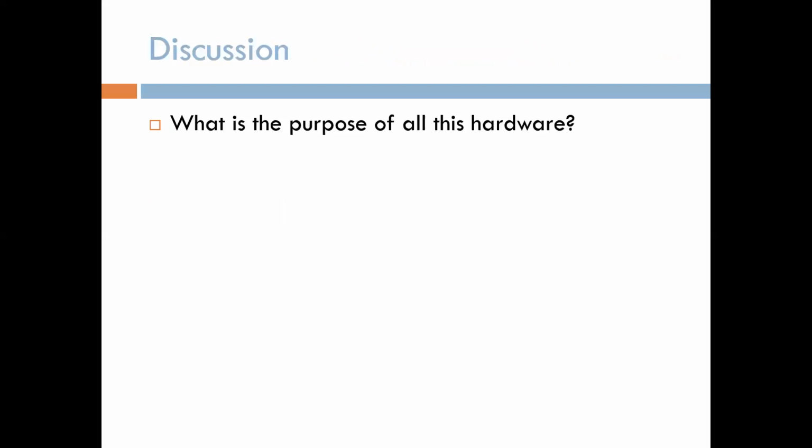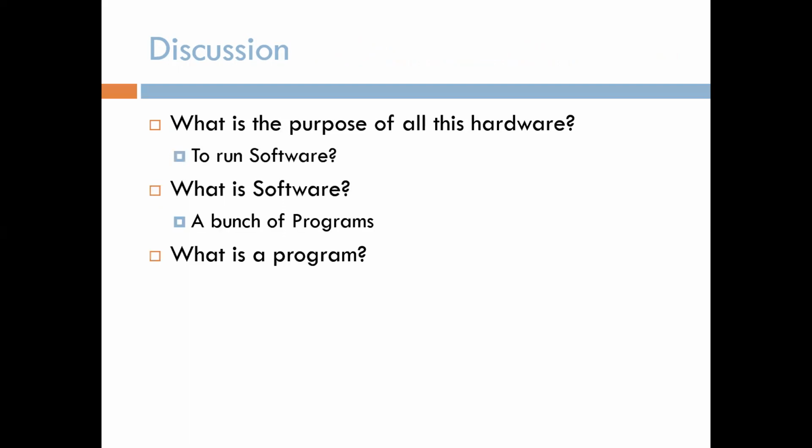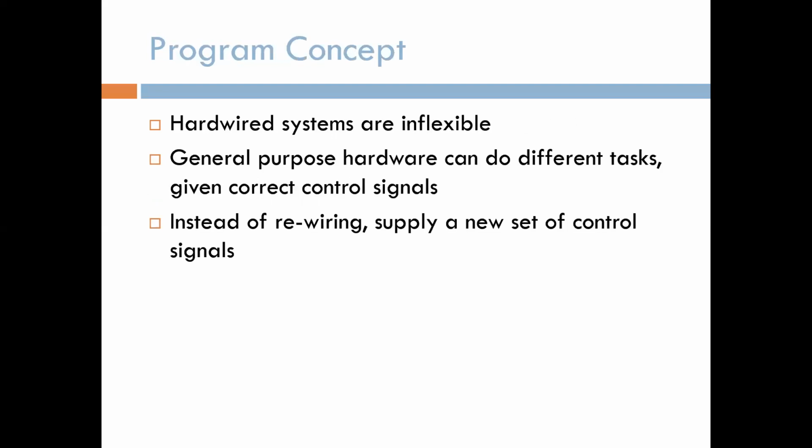Of course we're talking a lot about hardware, and the whole purpose of hardware is to run software. Software is basically a bunch of programs, and so the whole computer system is based on this stored program concept. It came about by a guy called John von Neumann at Princeton in, again, the 1940s to 50s. And so we realized that hardwired systems are inflexible.